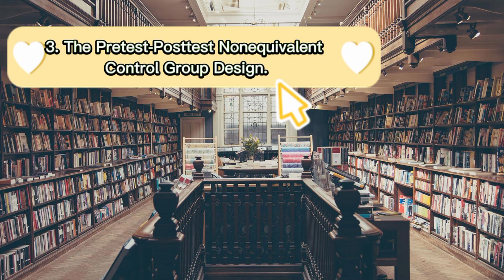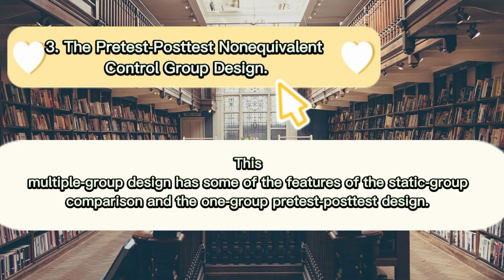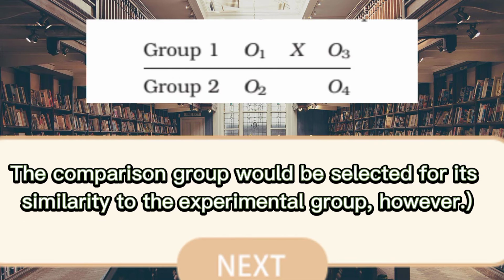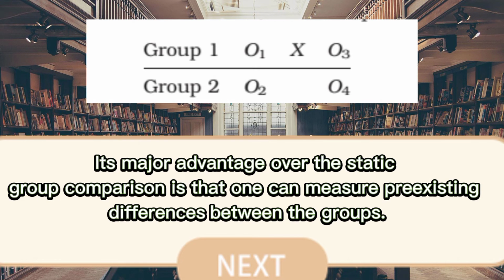3. The pretest post-test non-equivalent control group design. This multiple group design has some of the features of the static group comparison and the one-group pretest post-test design. The comparison group would be selected for its similarity to the experimental group. However, its major advantage over the static group comparison is that one can measure pre-existing differences between the groups.